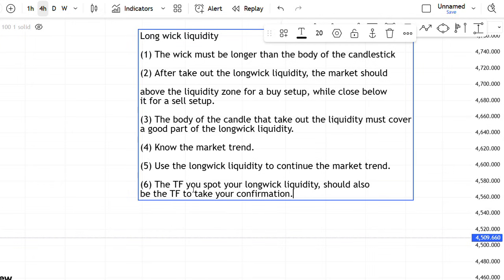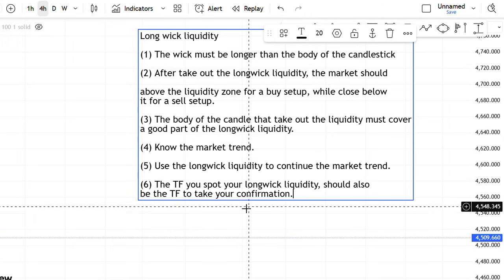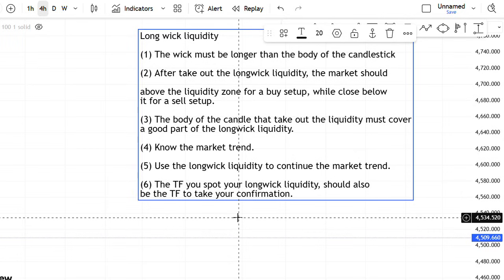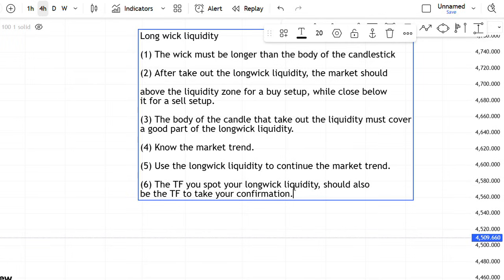So like I said, the time frame you spot your Longwick liquidity should also be the time frame to take your confirmation. Confirmation here means sweeping the liquidity and closing above or below it, depending on the scenario, if it's a buy or a sell. So this is how it should be. Let me bring out this condition now.